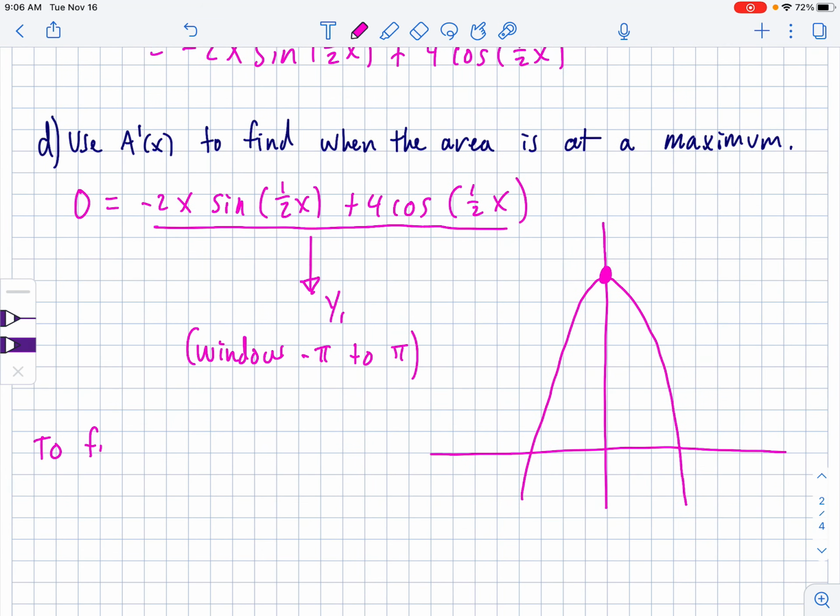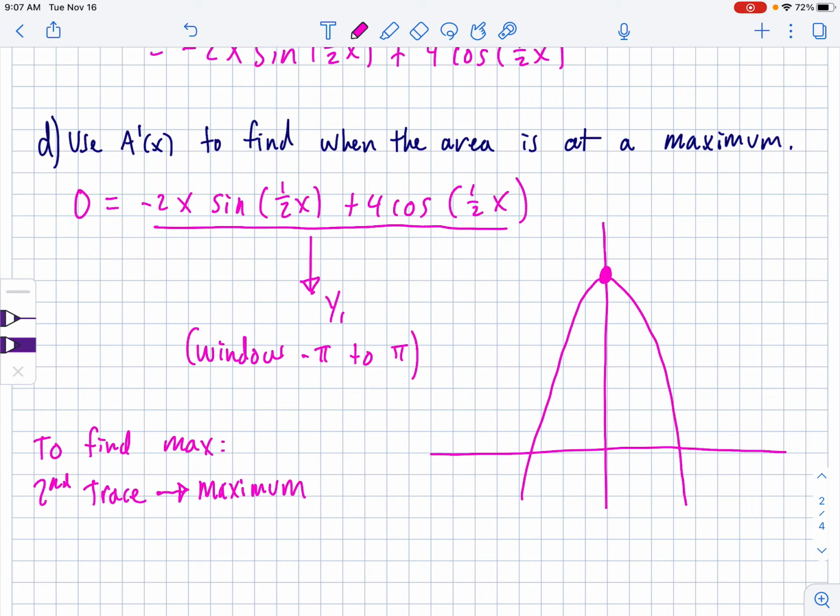So, to find max, you go second calc. Well, I'm sorry, second trace button. It's the button up at the top. It's sort of in the middle to the right. So second trace, which is the calc button. And then in that menu, you're going to find number 4, which is maximum. Then if you hit maximum, you're going to get 3 prompts.